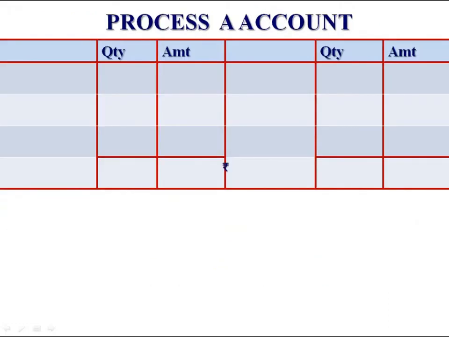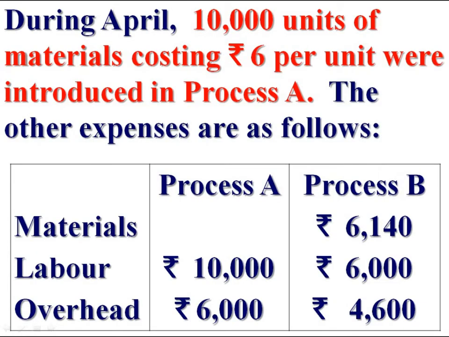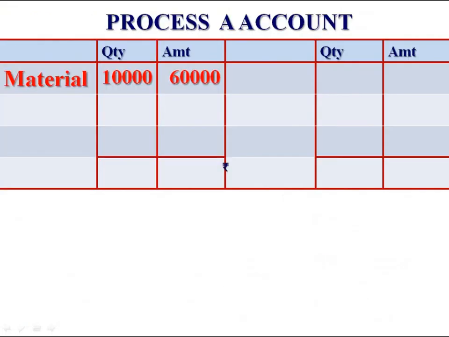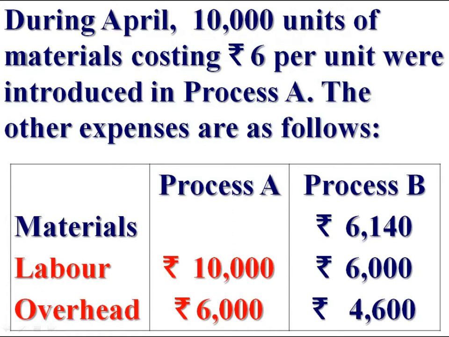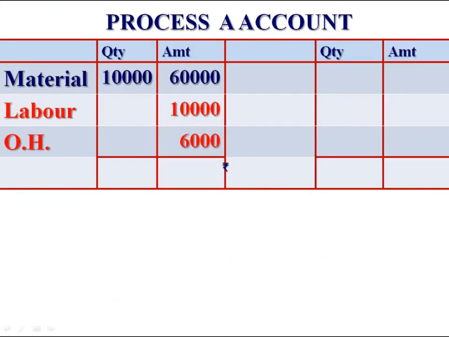First draw process A account. It is given 10,000 units of materials cost rupees 6 per unit were introduced in process A. It is the material introduced. Quantity 10,000 at rupees 6, amount 60,000. Then we are given labor and overhead for process A. Debit them. Labor 10,000 and overhead 6,000.